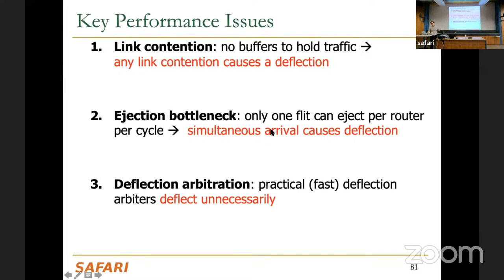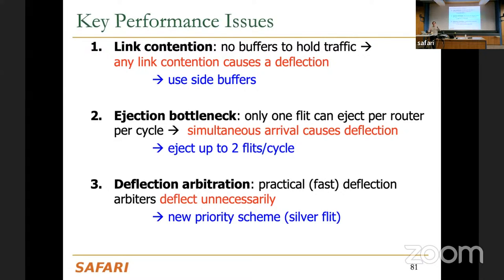And then there's the other realization, the ejection bottleneck. If two packets simultaneously arrive at a destination, this causes a deflection. It's a bad deflection because you're at the router. You're at your destination. The destination just needs to suck you up into it, right? It doesn't happen, unfortunately. And this needs to be solved also. And then there's deflection arbitration. Fast deflection arbiters actually deflect unnecessarily. So basically, these are the ideas. I think I've already given you the ideas. You can look at the implementation, but I'll give you a couple of pictures also.